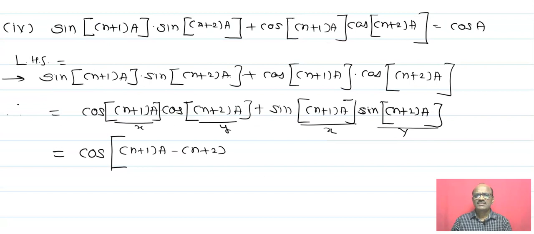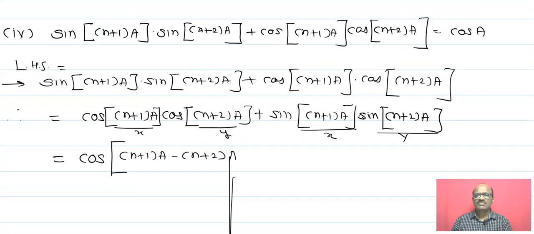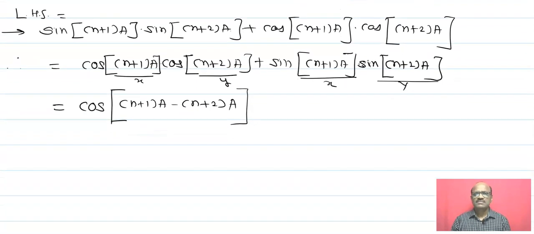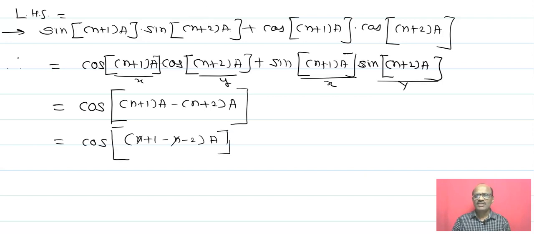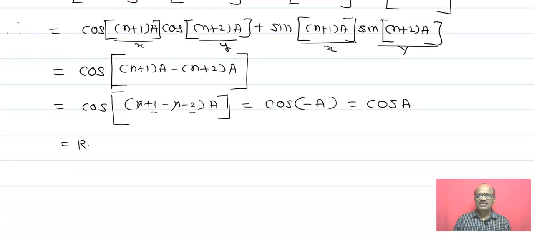Now, if we simplify this, that is cos of (n a, if you take a as common), then n minus n gets cancelled, and you get cos of minus a, and again cos absorbs the negative sign. Therefore, that is equal to cos of a, and this is our RHS.